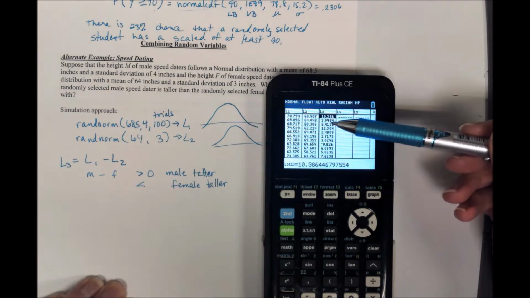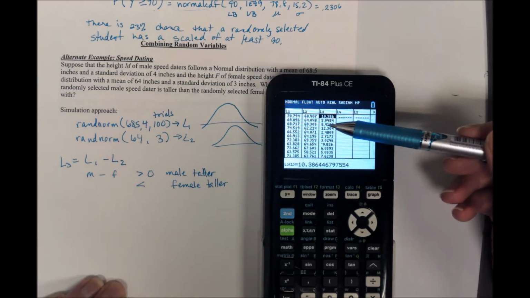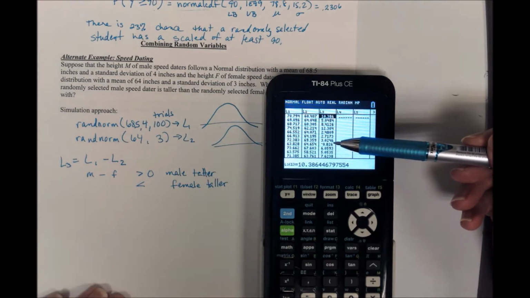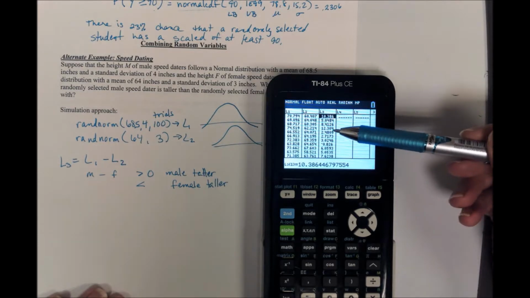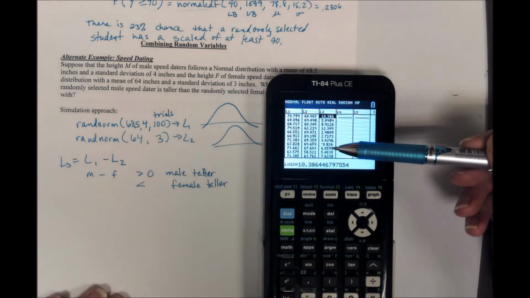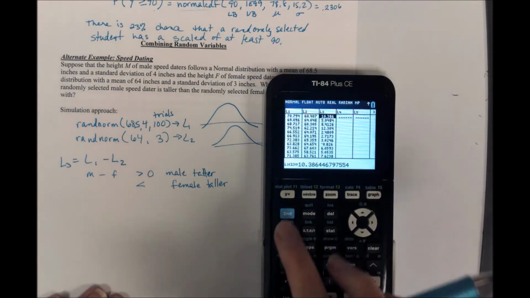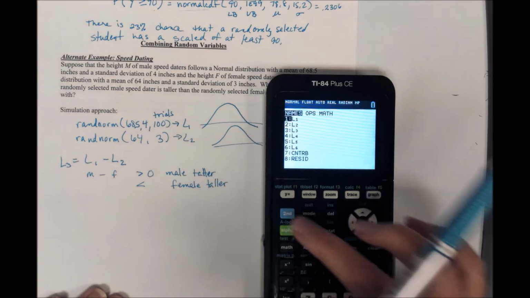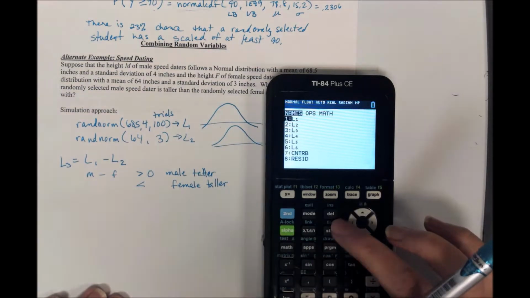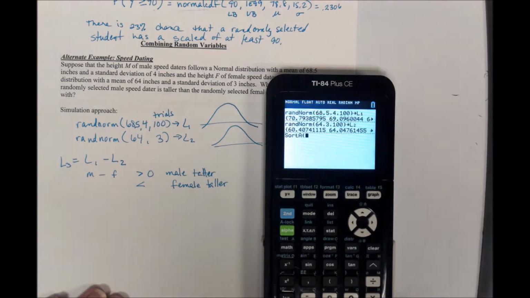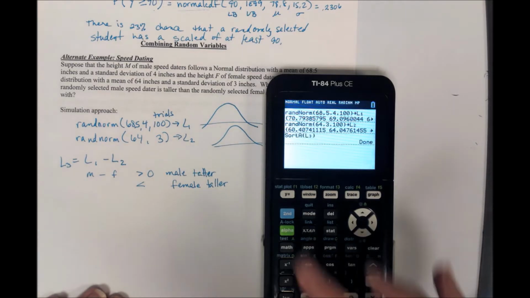Now I can scroll down. I really want to count the positives, but it's probably easier to count the negatives because there's going to be fewer of them and just subtract from 100. I can see 1 already, and I could scroll through this, but I can do something else. I can do second stat to do something to the list, and I'm going to go over to operations, and I want to sort it. So I'm going to just press number 1, and I want to sort list 3, because list 3 is the differences. And I'll press enter, and it'll say it's done.